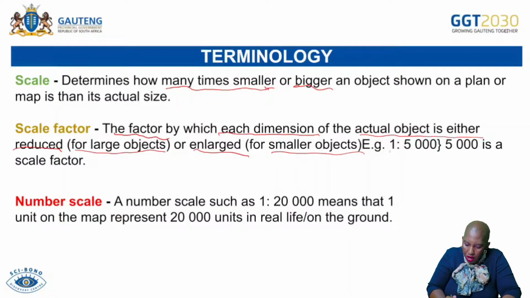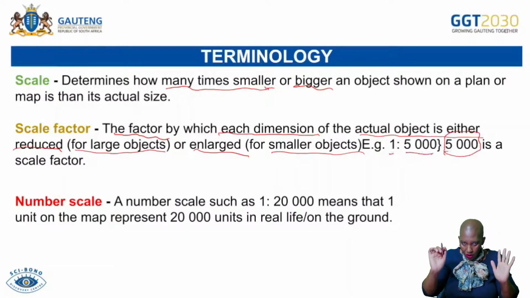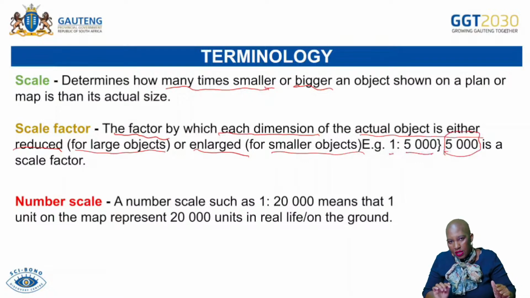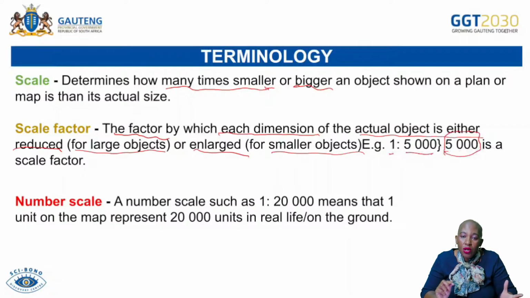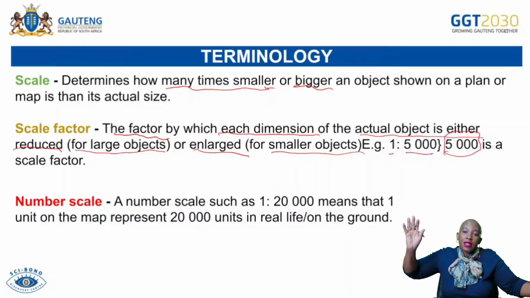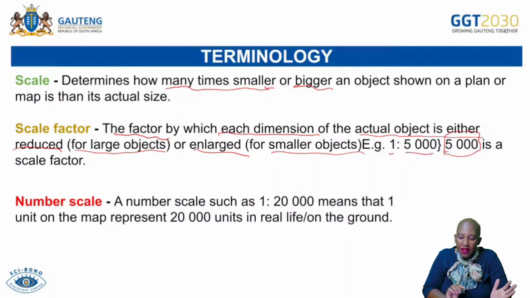And then, for example, 1 is to 5,000. Remember we say 1 unit on the map represents 5,000 units in reality. So this 5,000 is a scale factor. It means the item that we are talking about will be either reduced 5,000 times smaller or enlarged 5,000 times bigger. So it can be 5,000 bigger or 5,000 smaller. So the 5,000 is our scale factor.